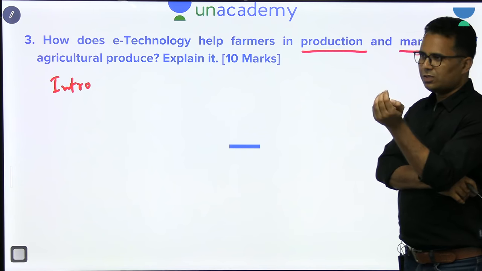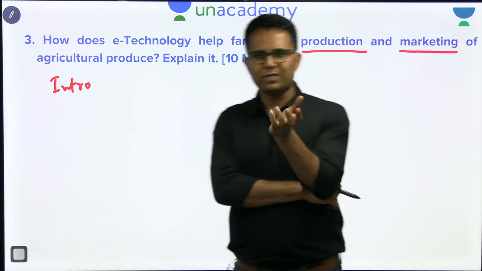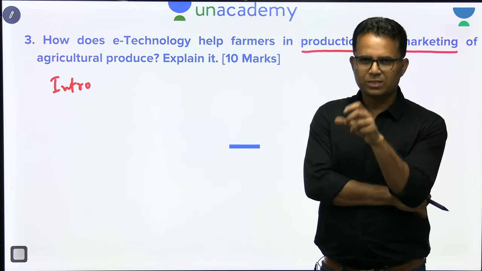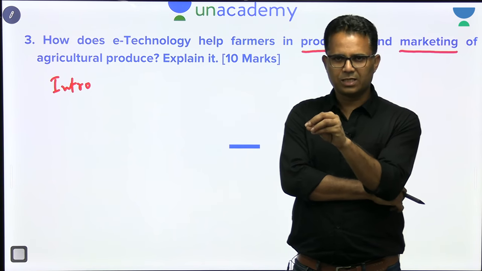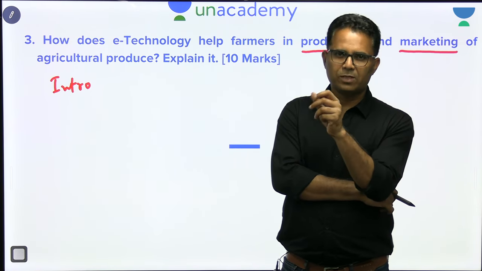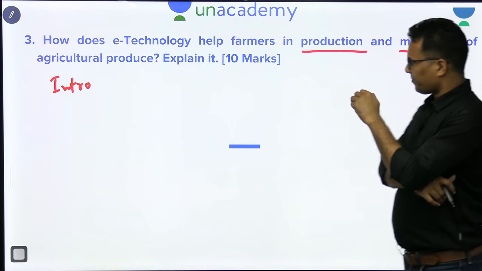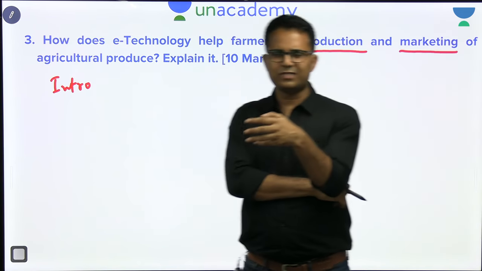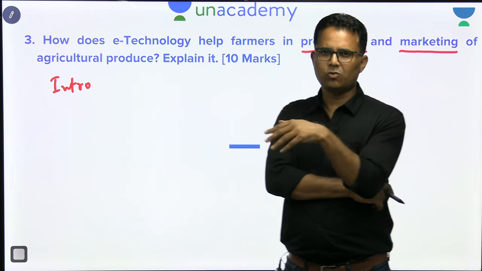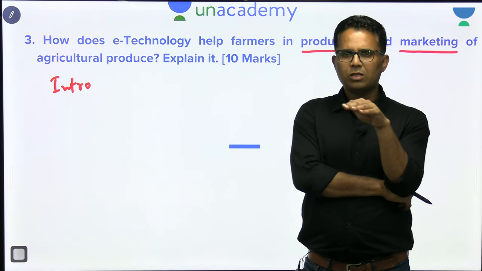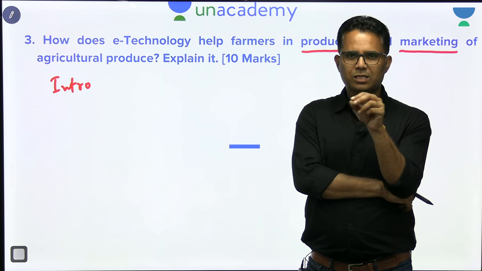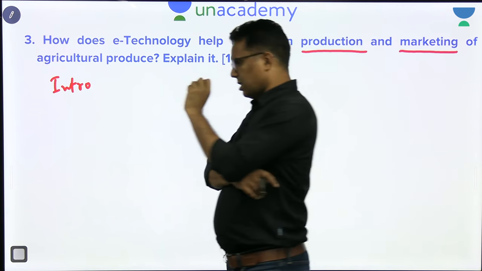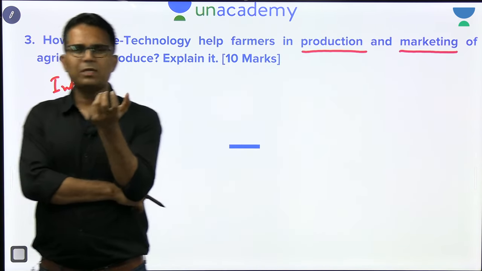Then you can say drones fitted with cameras precisely pinpoint where the pest attack is, and fertilizer is sprayed only there. Then you have robots, artificial intelligence, drones, sensors, all connected over the internet of things. Now, how is the internet of things helping in production?